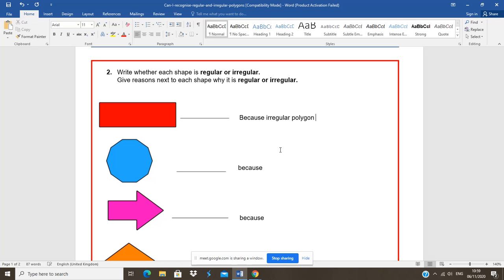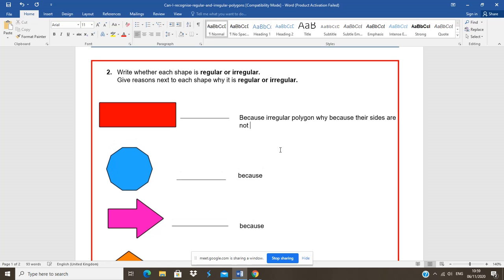polygon, okay? Why? Because their sides are not equal, okay? Right.